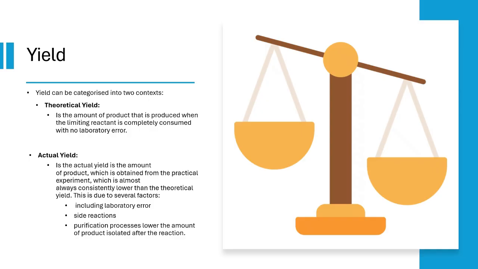It can be categorized into two subcategories. The theoretical yield is the maximum possible product, assuming the limiting reactant is completely consumed with no losses, and actual yield, which is what is physically collected after an experiment. And then percent yield is calculated as actual yield divided by theoretical yield multiplied by 100 to get success percentage.